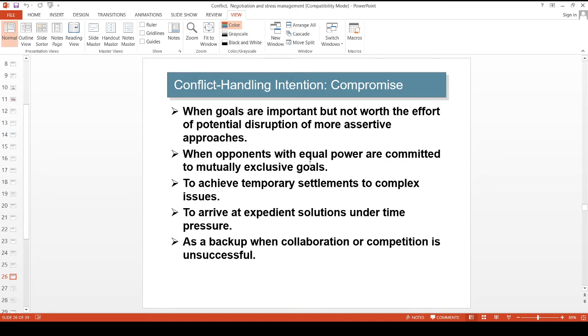So you may approach a win-win situation, so that some point of view may be accepted by one party, and some point of view may be accepted by the other party. Whenever you are trying to arrive at solutions under time pressure, or when collaboration or competition is unsuccessful, then you try to reach a compromise, and you try to have a more win-win situation.